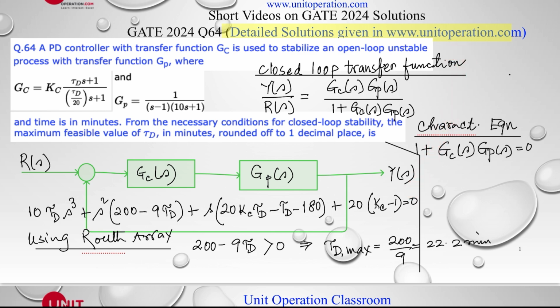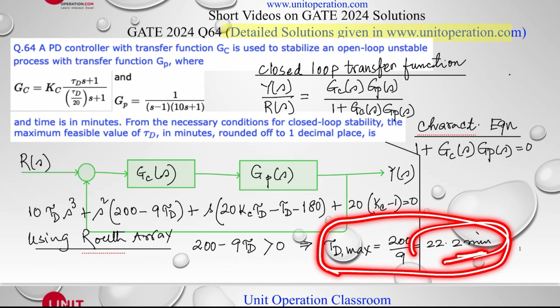Once you do that, you arrange these terms in the Routh array. From there, you get these conditions, because all of the terms in the first column have to be positive. We get the tau d maximum as 22.2 minutes. That's the answer. So this is my answer.